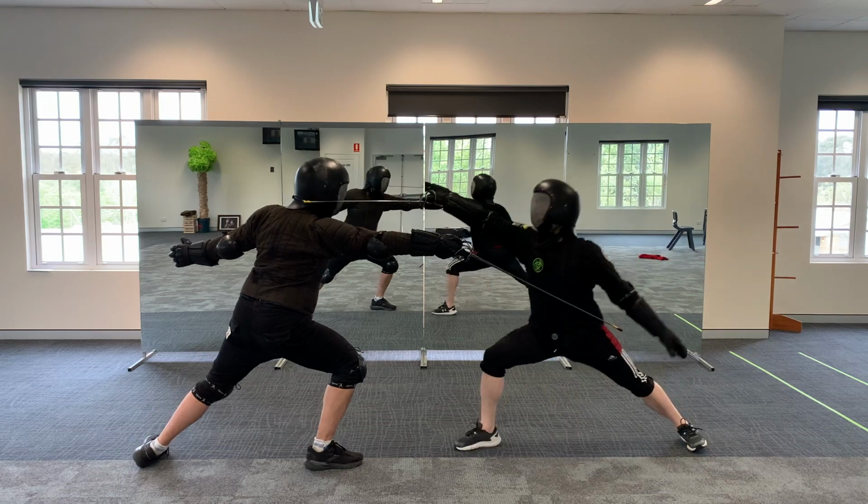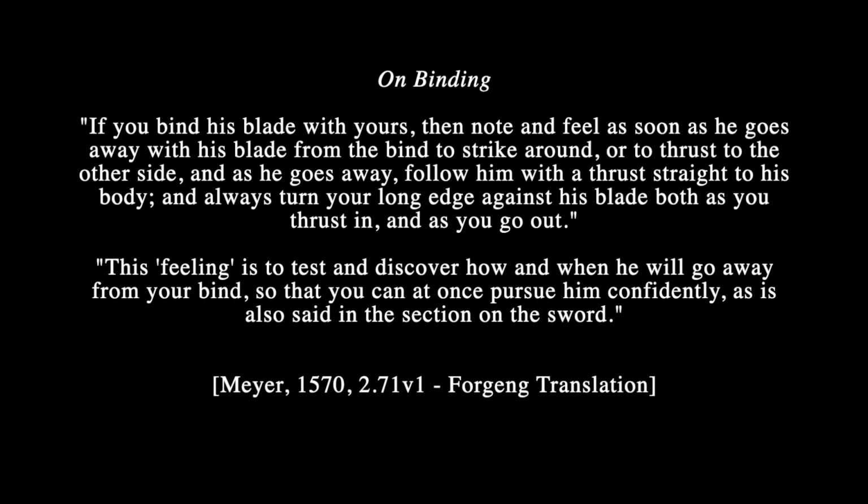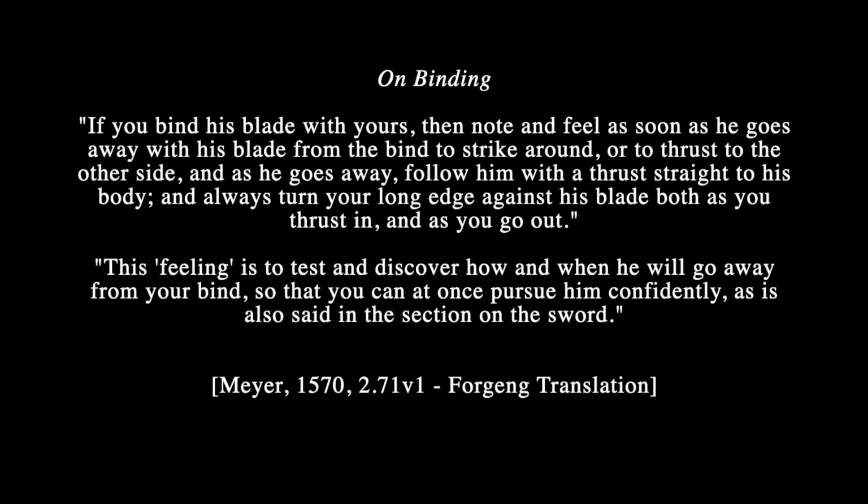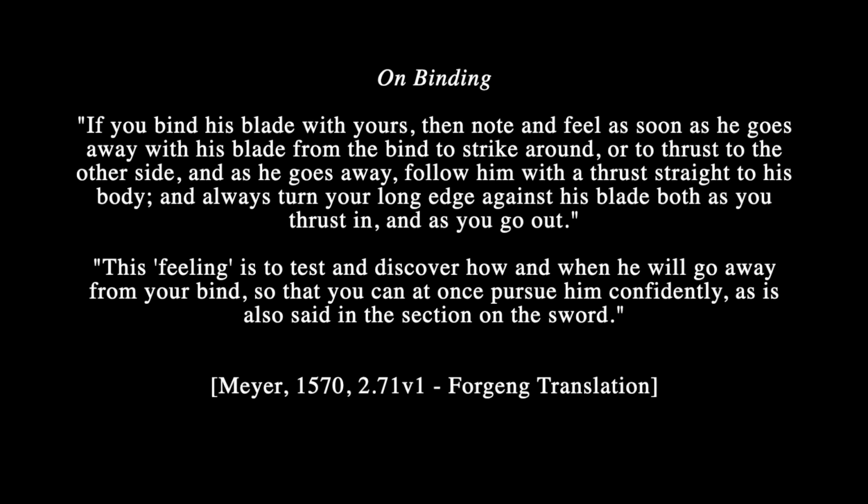Meyer talks about this in his Sidesword section. He tells us that in a bind with our blade on theirs, as soon as we feel them going away to cut around or to thrust under, that we should thrust at them or attack them and turn the long edge against their blade. He tells us this feeling is how we test and discover how he will go away from the bind. Feeling, then, is the pivoting point about which we make our choices surrounding advantages of tempo.